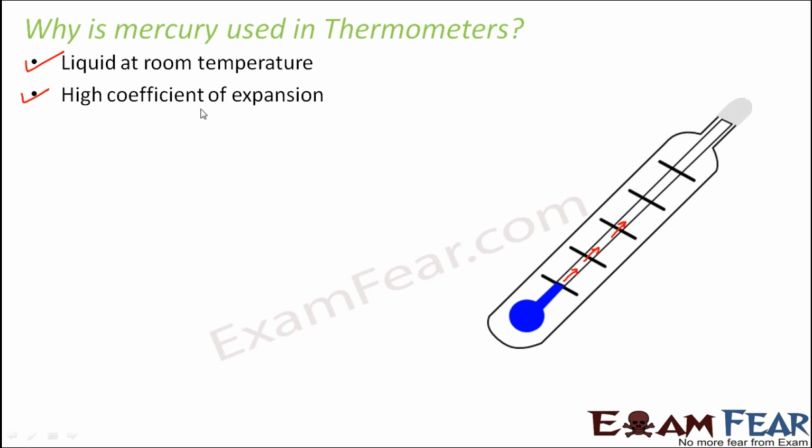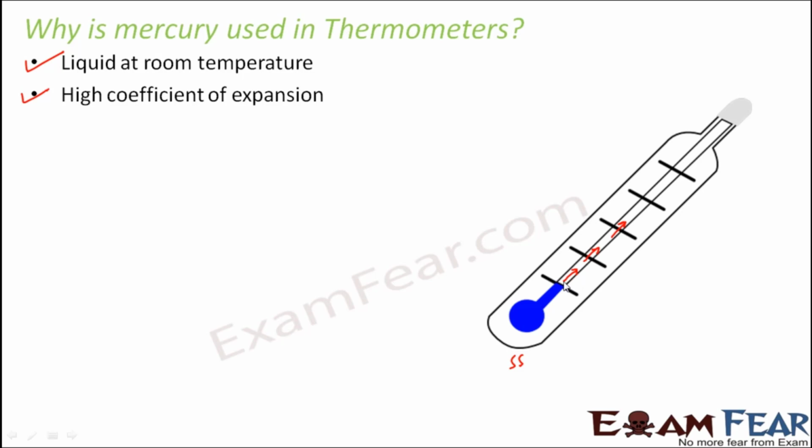Now, what do we mean by high coefficient of thermal expansion? Expansion means anything which is increasing in its volume. Thermal expansion means anything which is expanding due to heat. So, mercury has a high coefficient of expansion means that even if it is heated very slightly, mercury expands noticeably. So even if you apply a little bit of heat, it will start expanding, and that expansion will be noticeable.